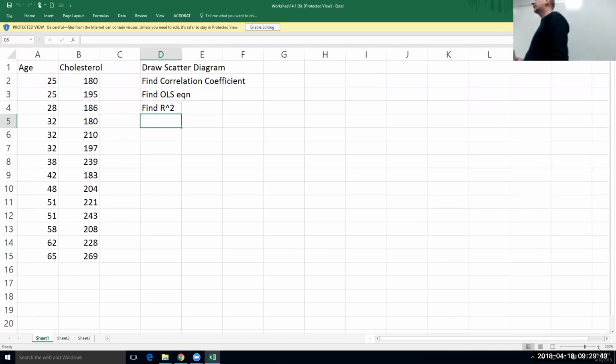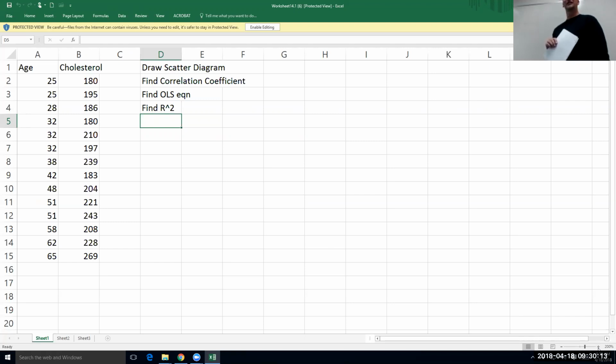All right, so the really interesting thing about chapter 14 is it's a great review of a lot of other things as we get ready for the final. So we're trying to find out if age and cholesterol are related. And one way we can do that is with a scatter plot. Who remembers how to do a scatter plot?